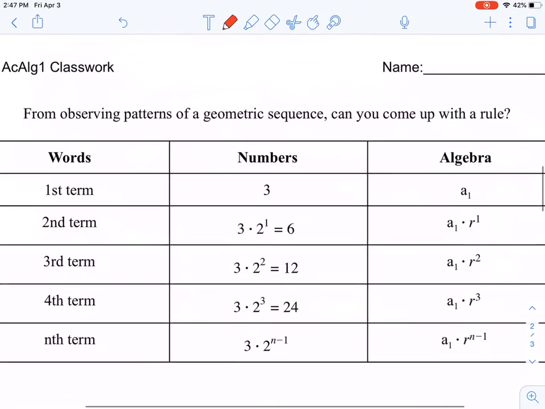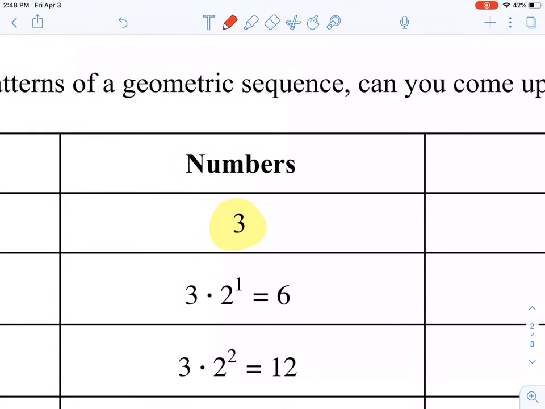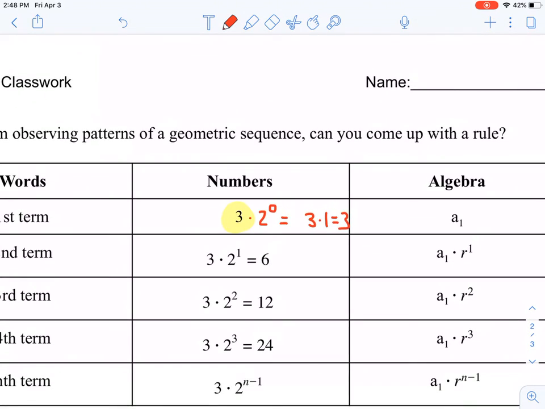So if we come down here and we look at that sequence, what we see is we're starting with this first term 3. Well, really, I'd like to think of this because there is a ratio here. That common ratio is still times 2, but it's times 2 to the 0 power. And we all know that 2 to the 0 power is 1, so this is really just 3 times 1, which is going to be equal to 3. Okay, so that's how we get that first term.